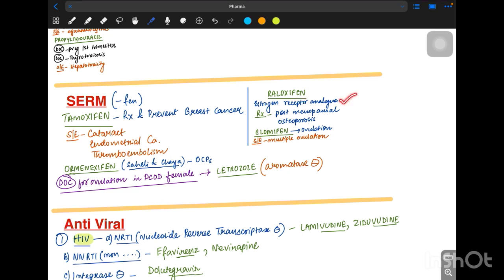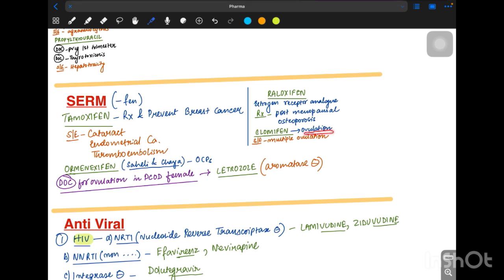It is an estrogen receptor analog, and it is used in the treatment of postmenopausal osteoporosis. So in the postmenopausal phase, the level of estrogen decreases inside our body, which can cause osteoporosis. This drug, raloxifene, will act as an estrogen receptor analog and helps the estrogen receptor to secrete more estrogen.